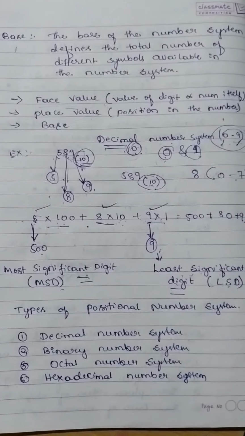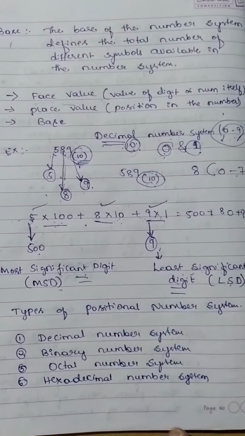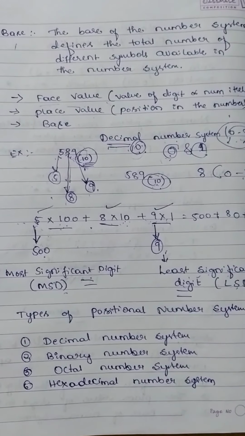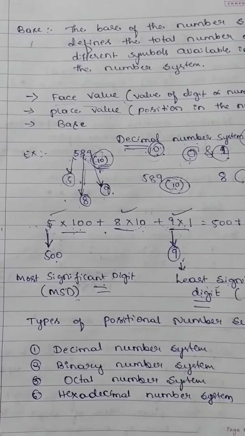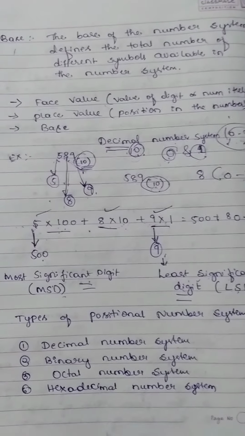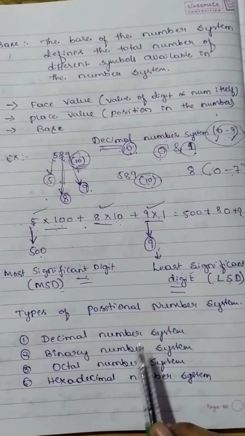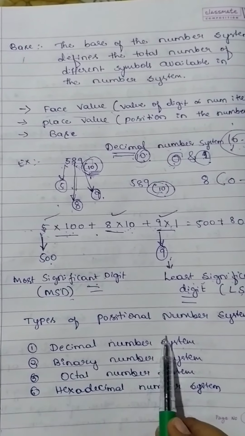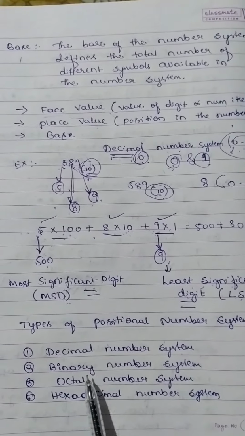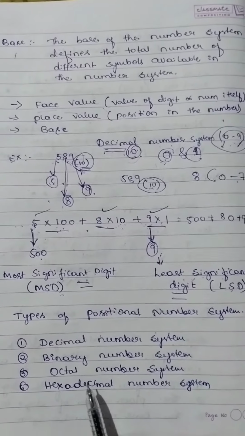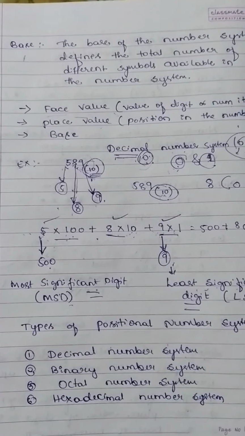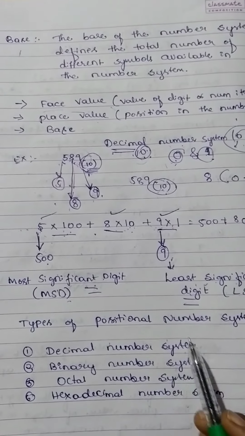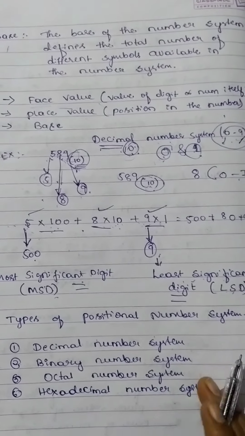So there are 4 types of positional number systems, mainly used to represent numeric data and also used to perform arithmetic operations in a computer system. The types of positional number systems are the decimal number system, binary number system, octal number system, and hexadecimal number system. In the coming session we are going to see each type of positional number system.